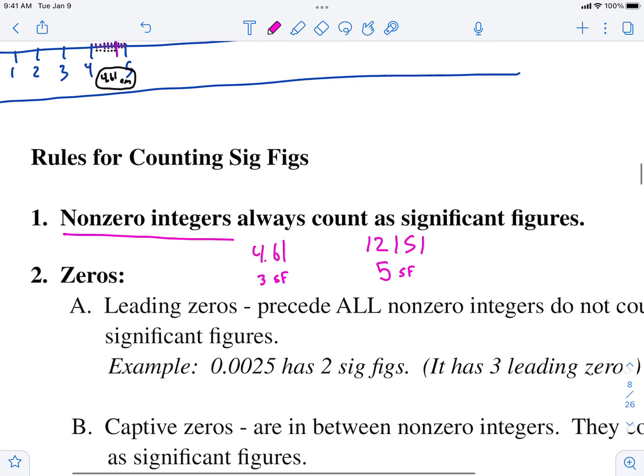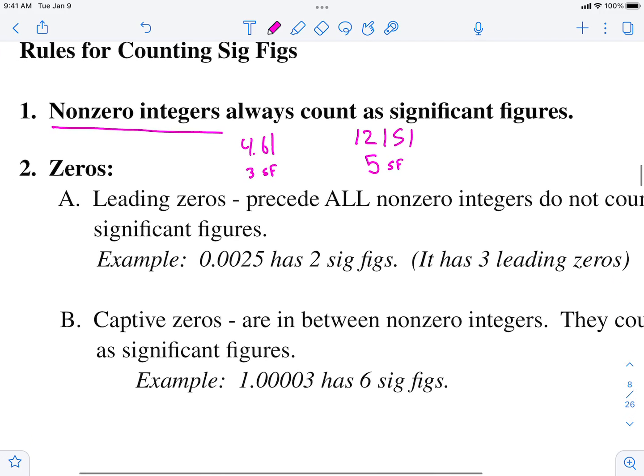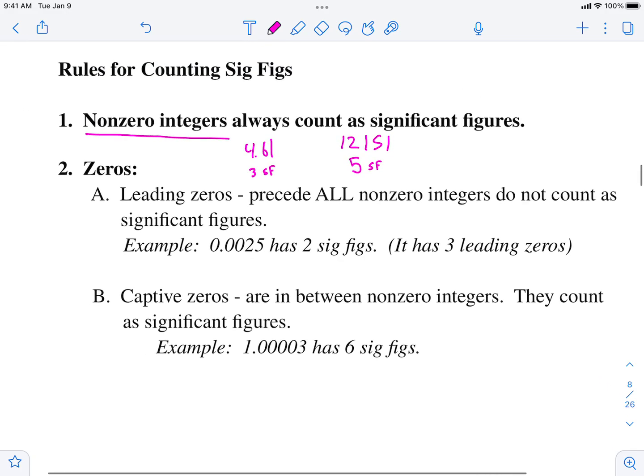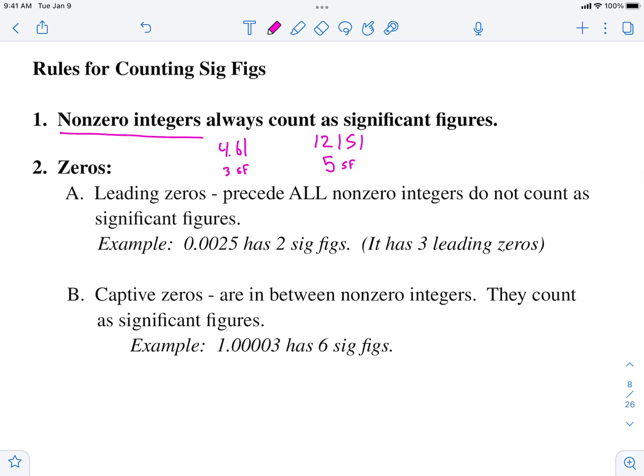All right. Zeros is where this can get complicated. So we need to talk about the different types of zeros. You might not have paid much attention to zeros before, right? But where they are located means something. The first type of zero is what we call a leading zero. A leading zero precedes all non-zero integers.